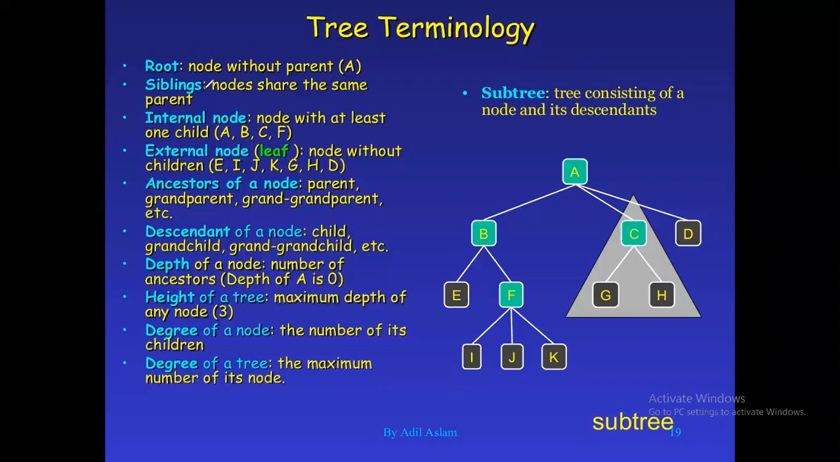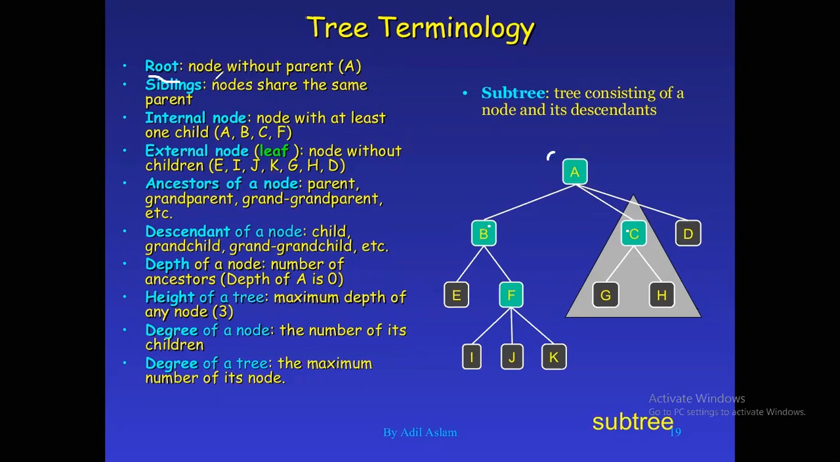Now we discuss some properties or terminology of the tree. So, root. What does a root mean? A node without a parent. Nodes are just these: A is one node, B is one node, C is one node. These are all called nodes, the vertices, whatever there are called nodes.